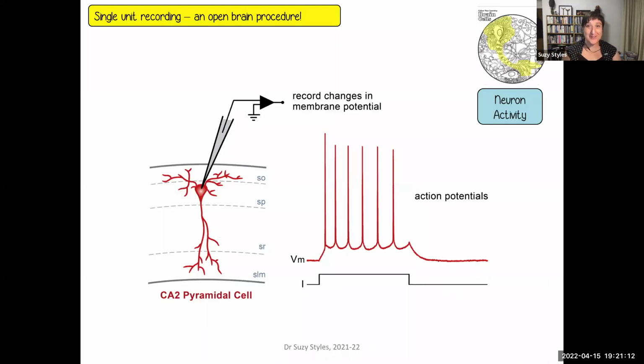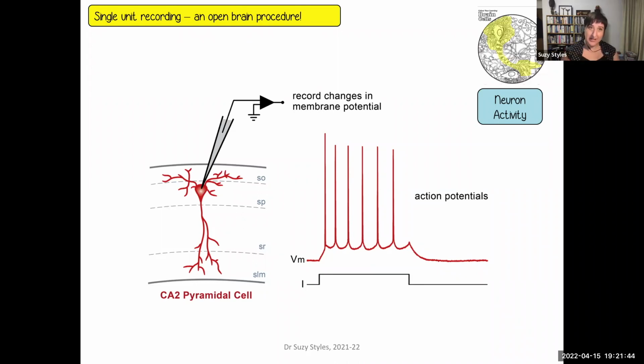The first method we're going to talk about today is single unit recording. This is the most direct kind of measurement you can make of brain function because it involves actually recording the changes in membrane potential in an individual neuron. Now, obviously, to get an electrode in to do a recording from an individual neuron is very difficult work. And obviously, you need access to the brain.